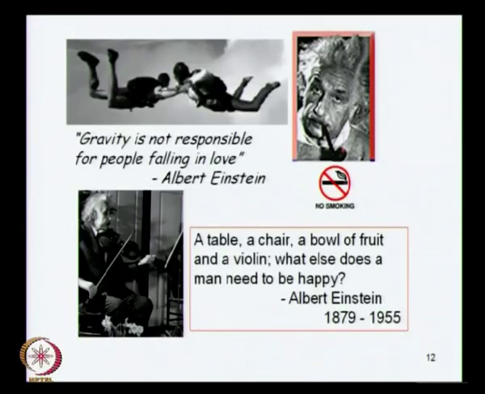And one of the classic contributors to modern theory is Albert Einstein, and it is tempting to quote him: a table, a chair, a bowl of fruit and a violin, what else does a man need to be happy? So, if you want to follow Einstein and want to be happy, you do not really need to learn special theory of relativity or general theory of relativity or quantum mechanics, which also Einstein was not only a contributor to, but in fact perhaps the origins of quantum mechanics can be attributed to Albert Einstein's explanation of the photoelectric effect.